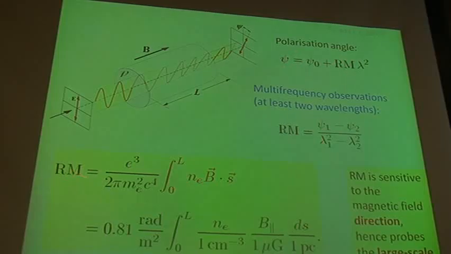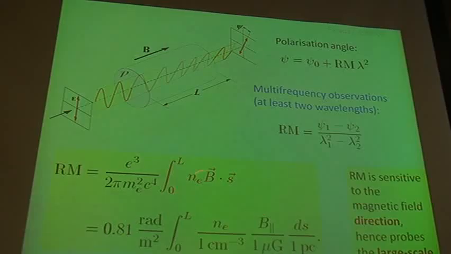Here is the expression. Again, it's along the line of sight. It's an integral effect. And this Rm is given by physical constants times the integral of the amount of free thermal electrons times the magnetic field. Oh, it must be ds here, of course. ds is the line element along the line of sight. So this dot product means that only the magnetic field along the line of sight contributes to this integral.